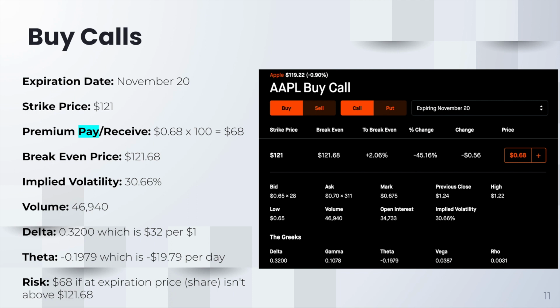Volume, which is 46,940. Delta, which is 0.32, which is $32 per $1 of movement. Meaning if the stock goes up $1, you will be up $32, and if it goes down, you will be down $32. Theta, which for this option is negative 0.1979, which is $19.79 per day that will decay if you hold per day. And finally, understanding the risk of the option, which will be $68 if at expiration the share price isn't above $121.68.